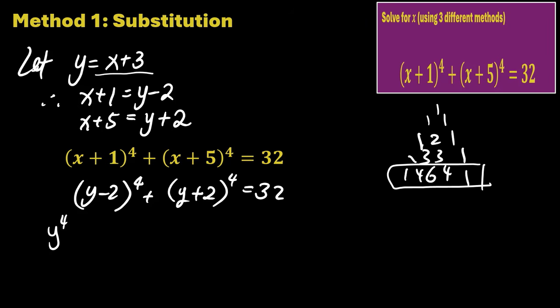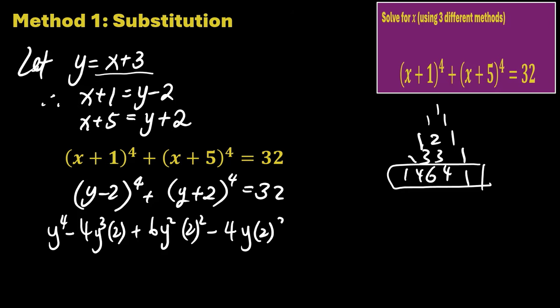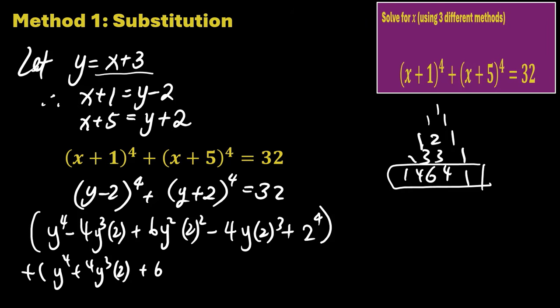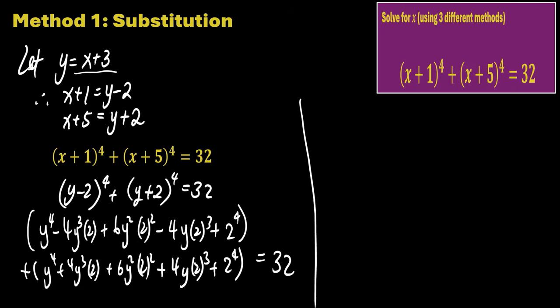We have y^4 minus 4y^3 times 2 plus 6y^2 times 2 squared minus 4y times 2 to the power 3 plus 2 to the power 4, plus y^4 plus 4y^3 times 2 plus 6y^2 times 2 squared plus 4y times 2 to the power 3 plus 2 to the power 4, equals 32. This means that 2y^4 plus 48y^2 plus 32 equals 32.